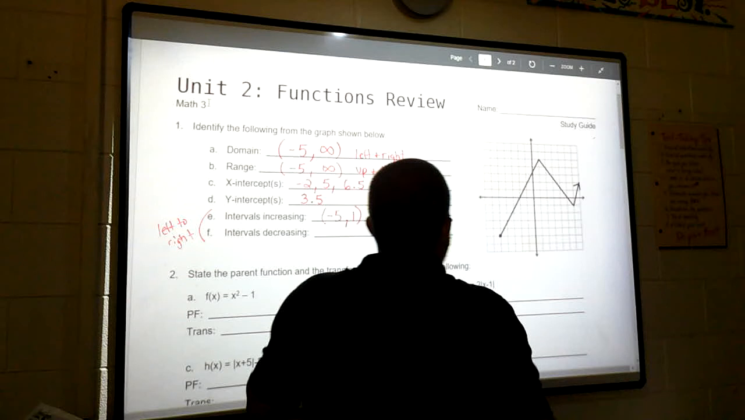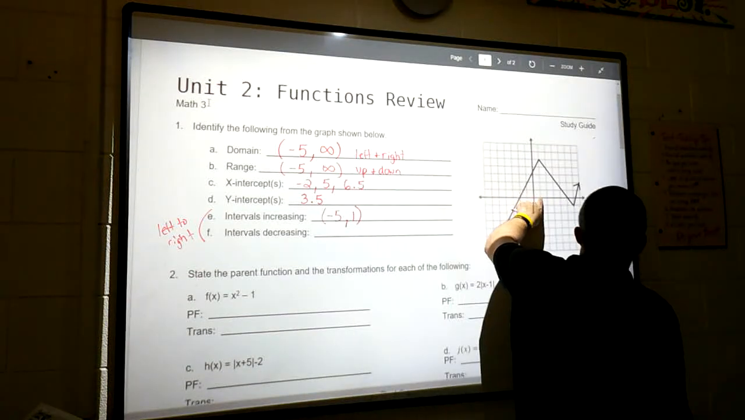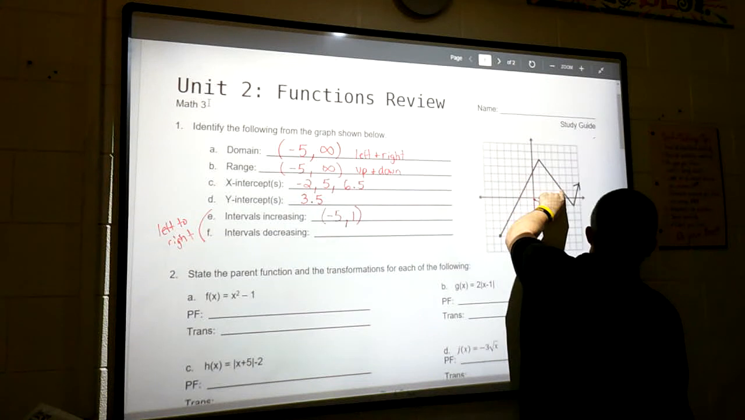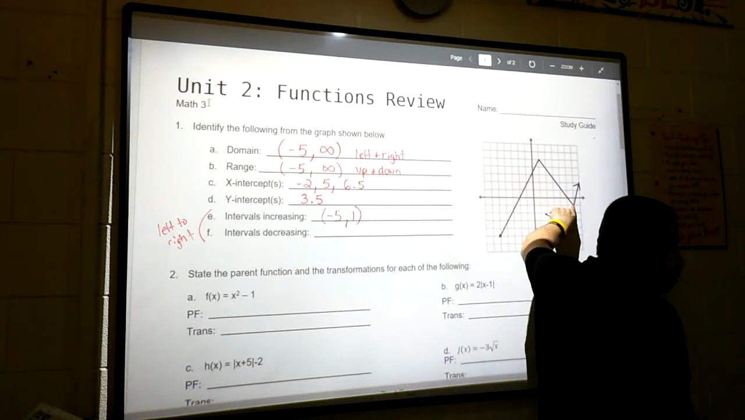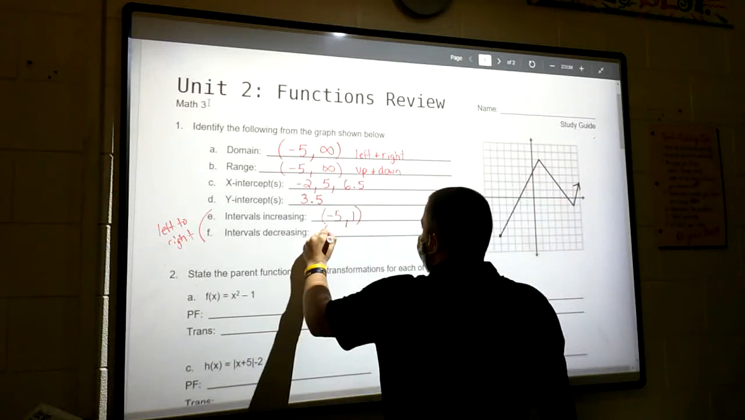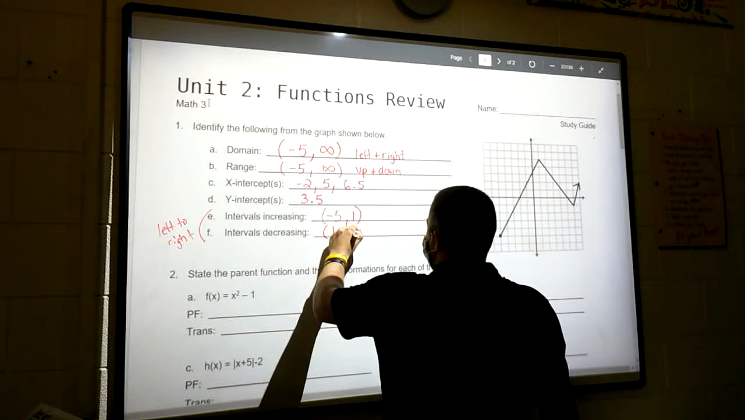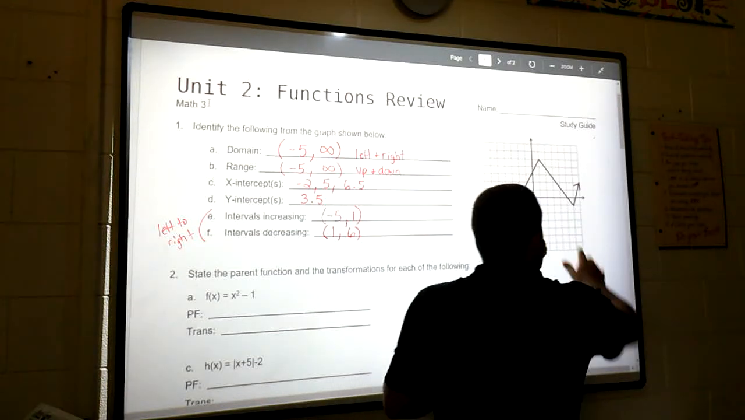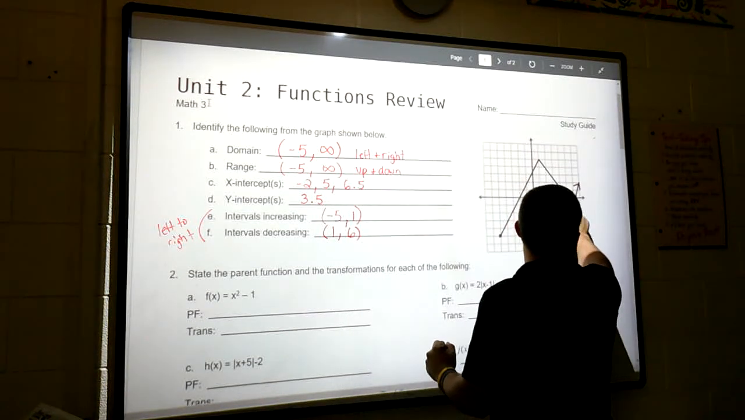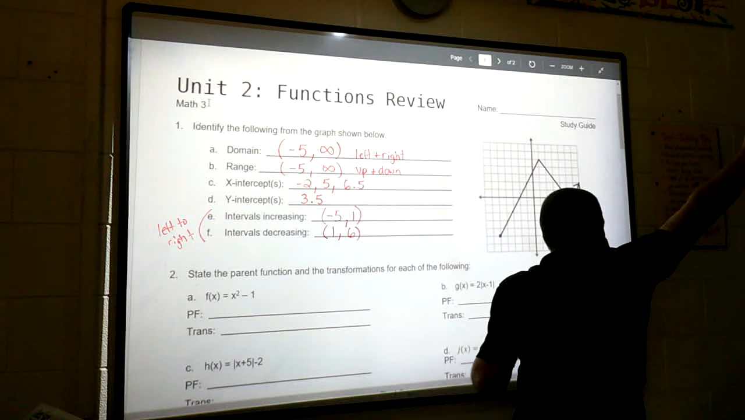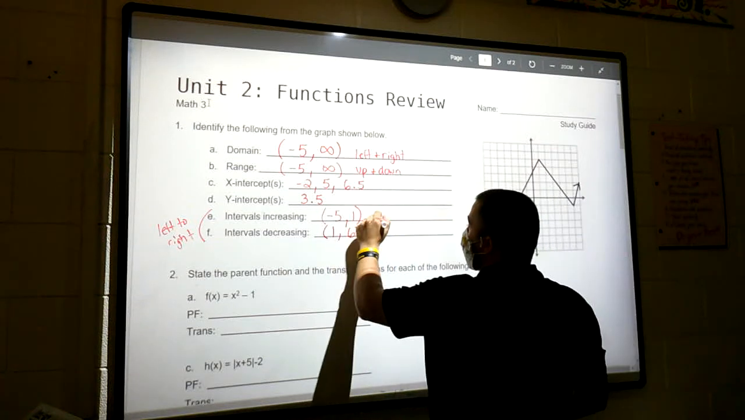Okay? Then at 1, which is right here, it is decreasing until you get to 6. So it is now decreasing from 1 to 6. And then when you get over to 6, 1, 2, 3, 4, 5, 6, we're right here, it is now increasing from 6 till forever, to infinity. So that's another increasing.